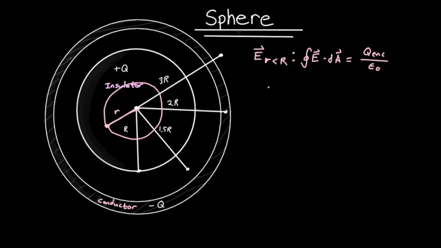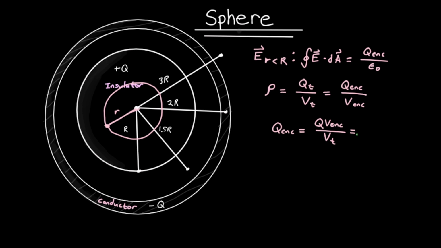To find the enclosed charge, let's consider the volume charge density ρ, which equals the total charge over the total volume of the insulating sphere. This ratio is equal to the enclosed charge over the volume enclosed by our Gaussian surface. So to solve for the enclosed charge, we just cross multiply and get that enclosed charge equals the total charge times the volume enclosed over the total volume.